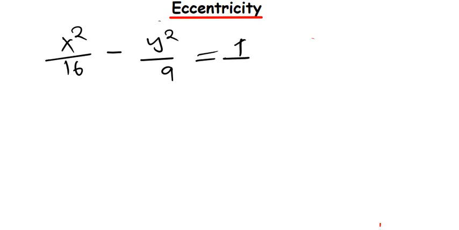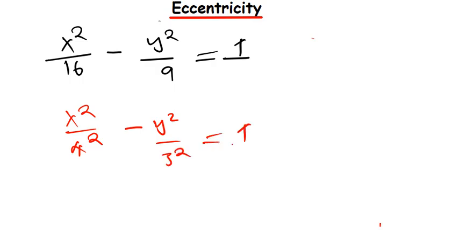Okay, so pause the video and try this one out. We have x squared over 4 squared minus y squared over 3 squared is equal to 1. So what shape is this? In fact, it's a minus, so this is a hyperbola. A hyperbola has very much deviated from being circular, so the value should be greater than 1.